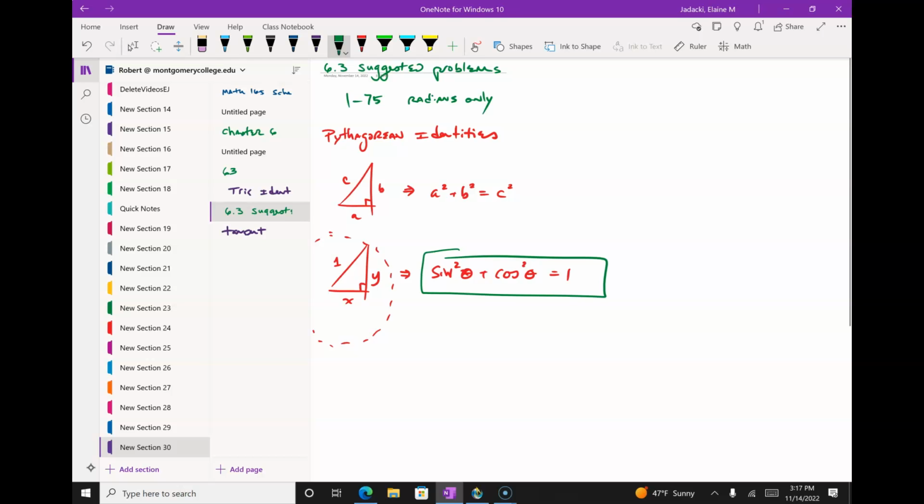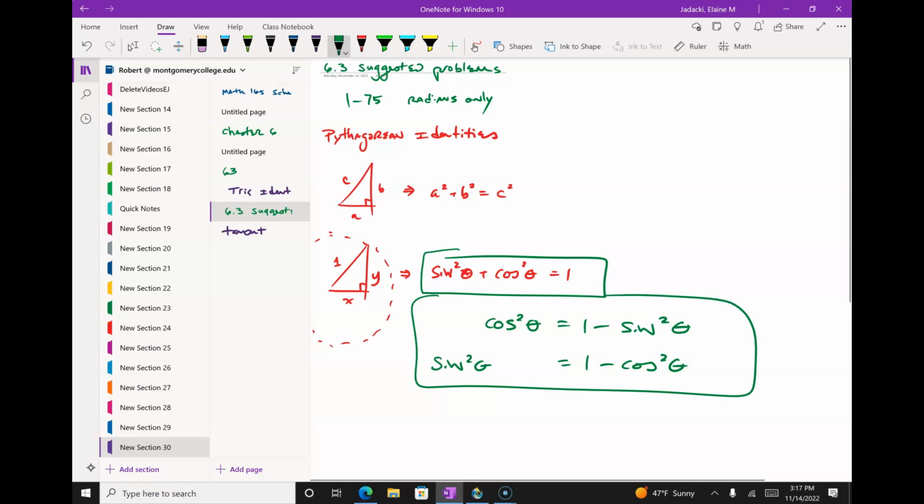If I solve this for cos squared, I get cos squared theta equals 1 minus sine squared. Again, you don't have to only memorize the first one. That one will come easily. If I solve the first one for sine squared, I get sine squared theta equals 1 minus cos squared theta. So there's the first 3 of 9 Pythagorean identities that you need to know. And we're going to use them very soon, okay?